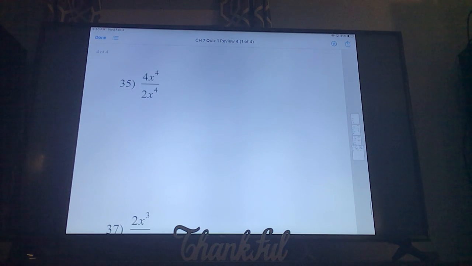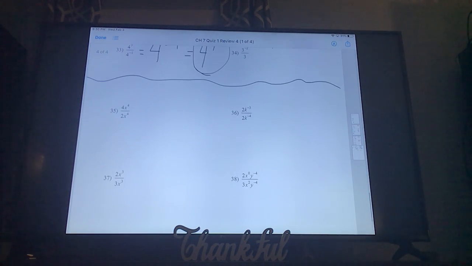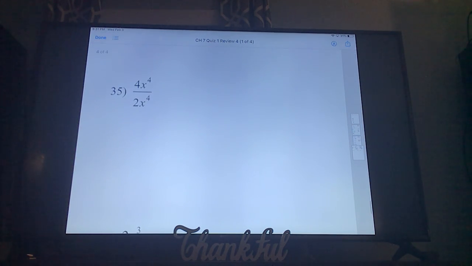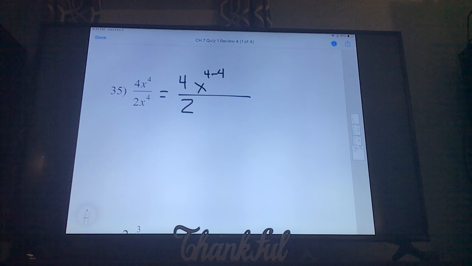Okay, look at 35. And these are probably the hardest rules to explain. So you keep your bigs where they're at, and we subtract our littles on top. So we're going to have x to the top minus bottom, which is 4 minus 4. Okay, well what's 4 minus 4? It's 0. Okay, what's anything to the 0 power? It's 1, or it cancels.